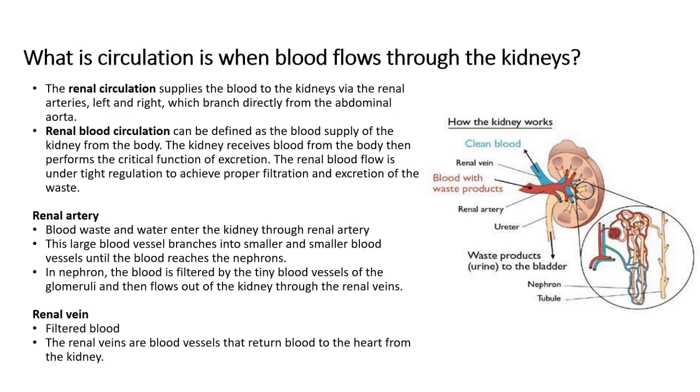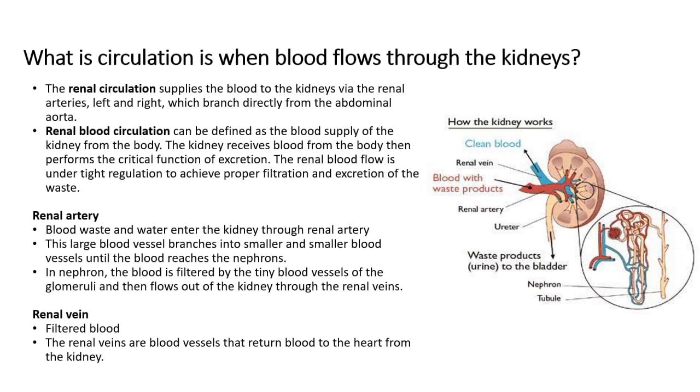So the kidney receives blood from the body, then performs the critical function of excretion. So the renal blood flow is under tight regulation to achieve proper filtration and excretion of the waste. So how does the kidney work? Blood, waste, and water enter the kidney through the renal artery. So your blood with waste products.